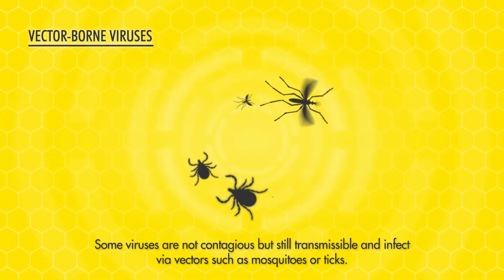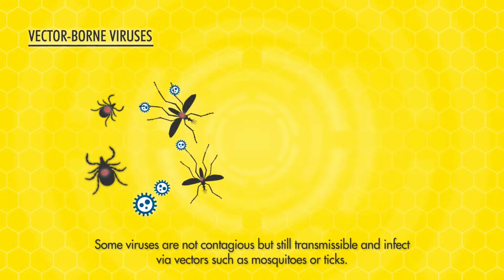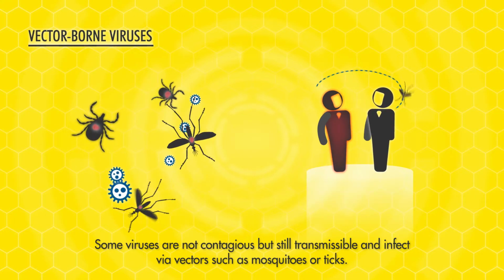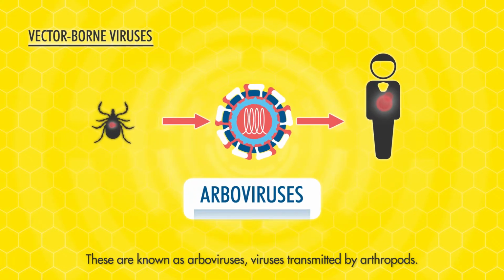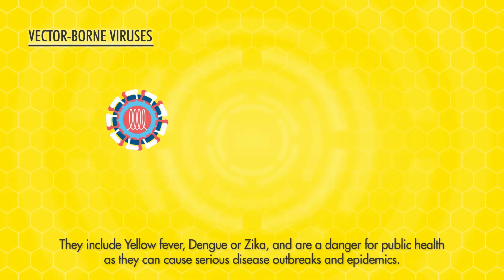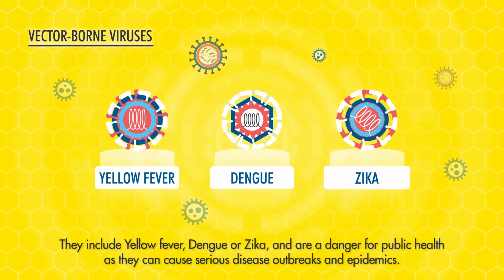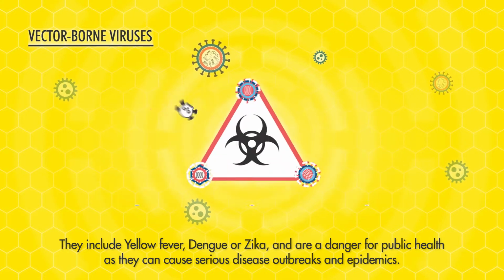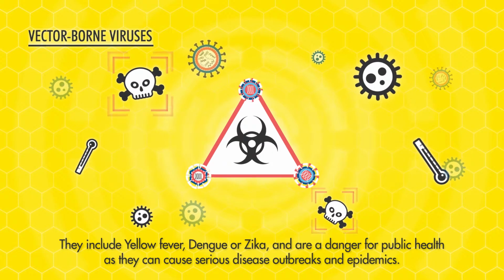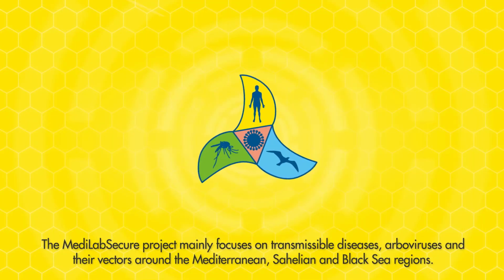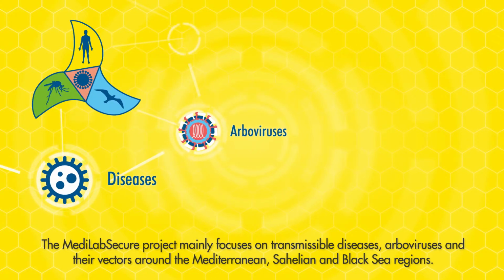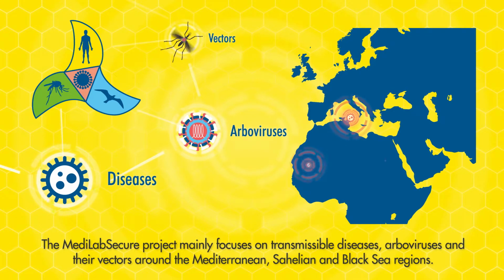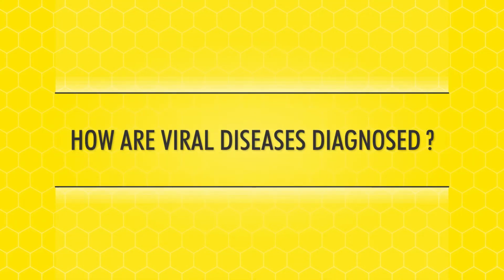Some viruses are not contagious but still transmissible and infect via vectors such as mosquitoes or ticks. These are known as arboviruses, viruses transmitted by arthropods. They include yellow fever, dengue, or Zika, and are a danger for public health as they can cause serious disease outbreaks and epidemics. The MediLabSecure project mainly focuses on transmissible diseases, arboviruses and their vectors around the Mediterranean, Sahelian and Black Sea regions. How are viral diseases diagnosed?